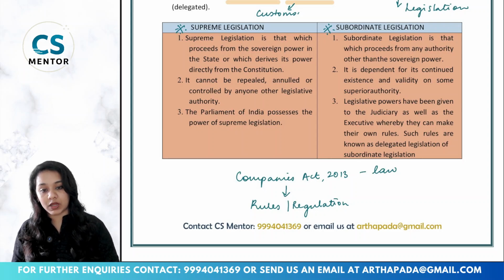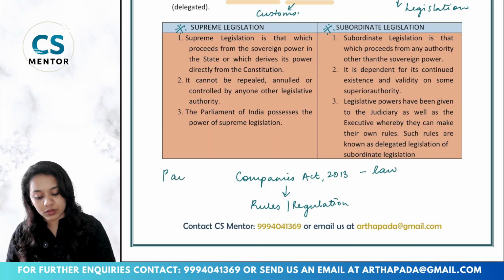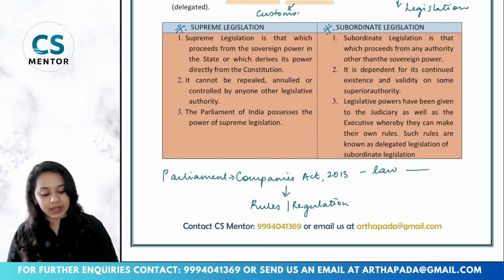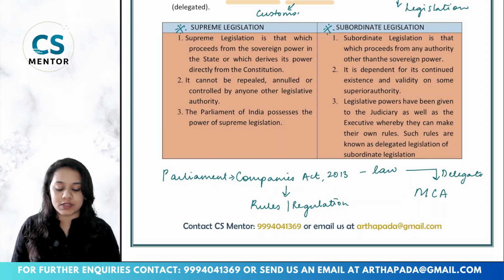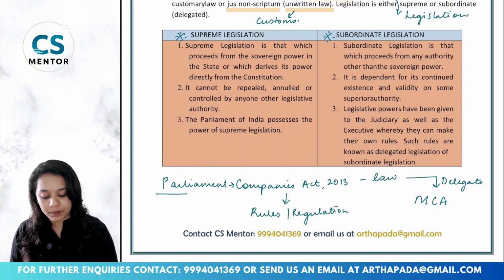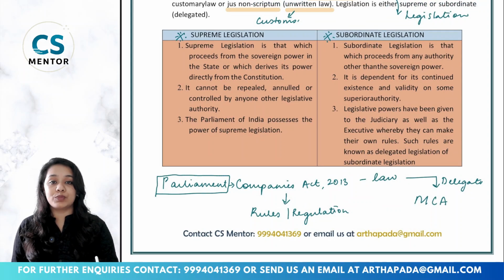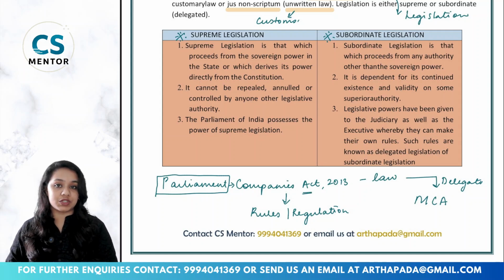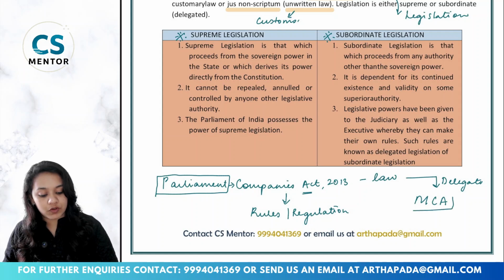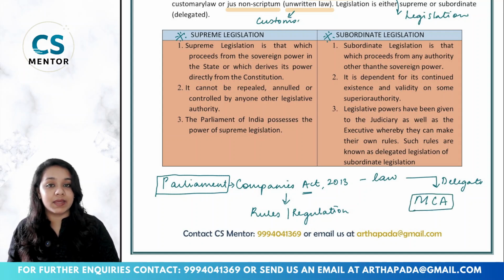So, what the parliament will do is the parliament will make the law, that is the Companies Act, and then they will delegate certain rules to the Ministry of Corporate Affairs, or any other body. One example is the Ministry of Corporate Affairs. And so I can say that any law made by the parliament becomes a supreme legislation. So I can say that the Companies Act of 2013 is a supreme legislation, whereas the Ministry of Corporate Affairs is only being delegated the power.